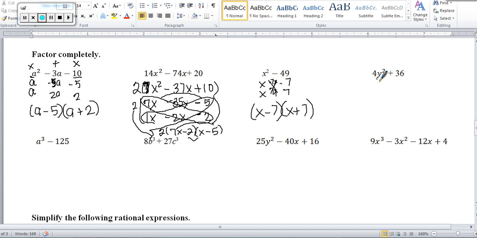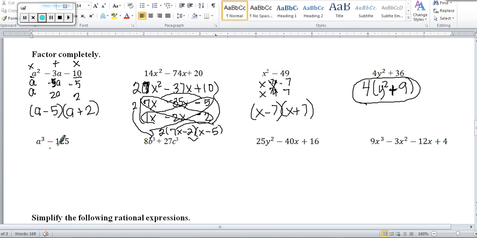Next one over here. First we look to see if they have something in common, and they do. Taking that 4 out, that leaves you with y squared plus 9. Alright, so now we look at our factored terms here, y squared plus 9. We have the capability to factor out the difference of squares or the sum or difference of cubes. This is the sum of squares. It is not factorable any further than this. That is all you can do.